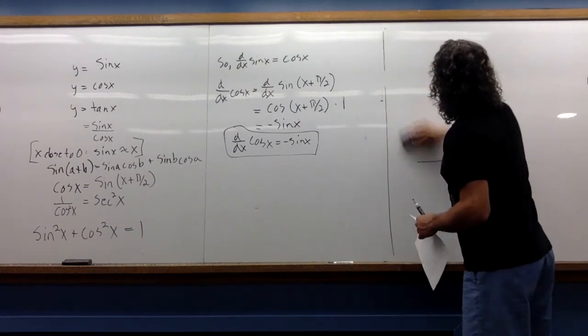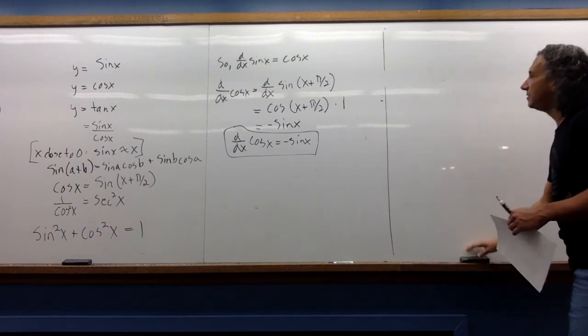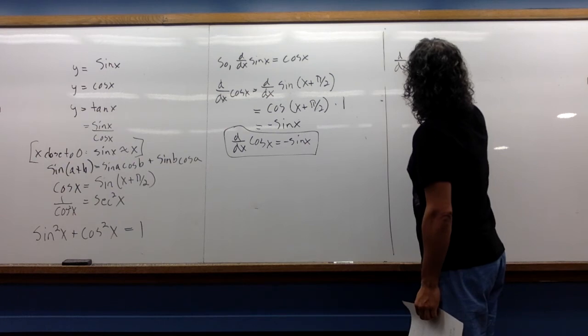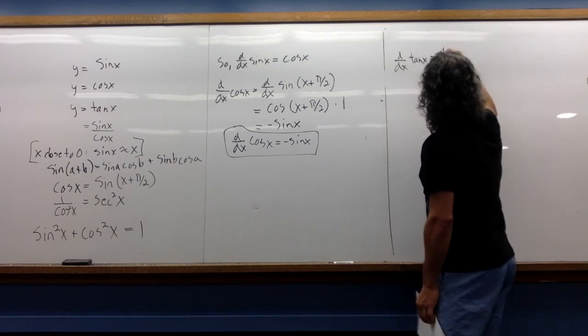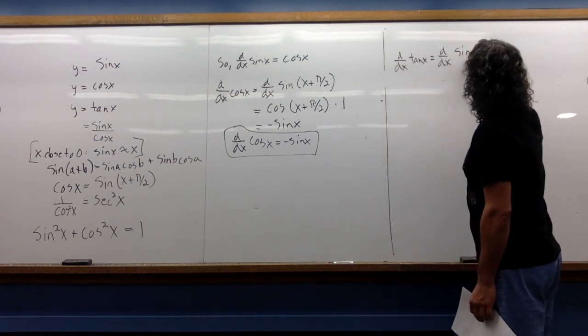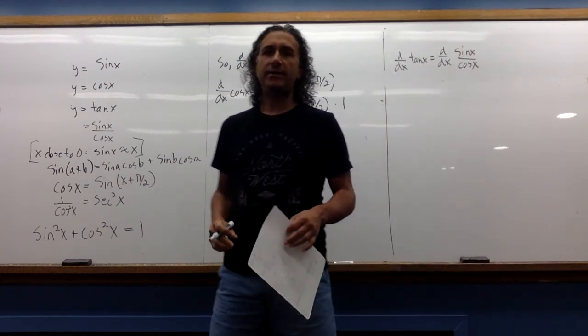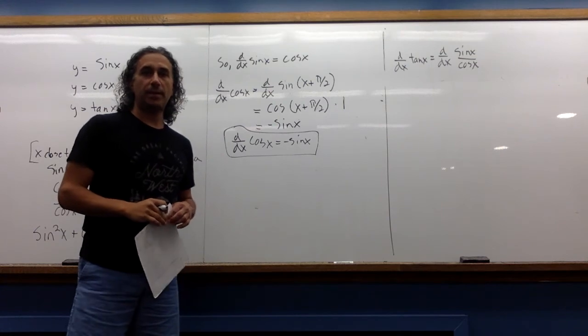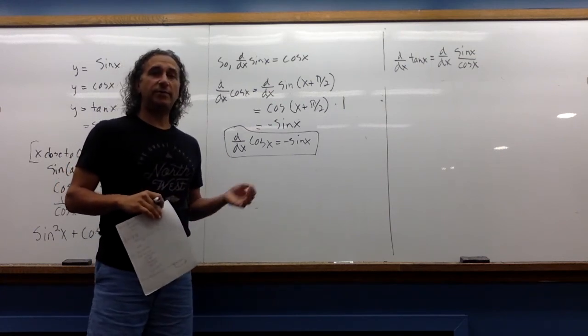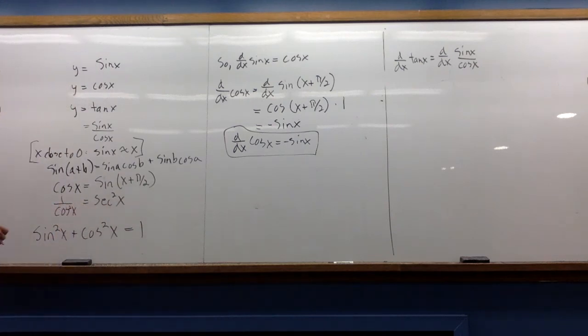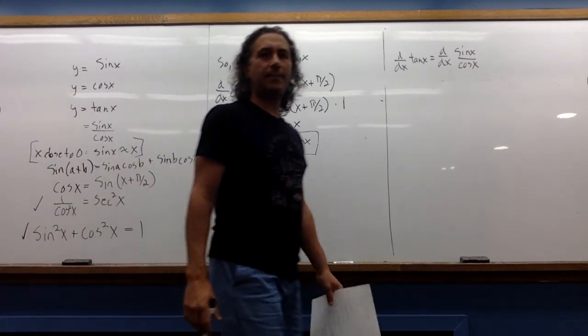Finally, to compute the derivative of tangent, we're just going to recognize that this is the derivative of sine over cosine. We can then employ the quotient rule. So I invite you to pause the video, see if you can derive the derivative of tangent. I'll even let you know that you're going to use this formula in that process. So give that a shot.